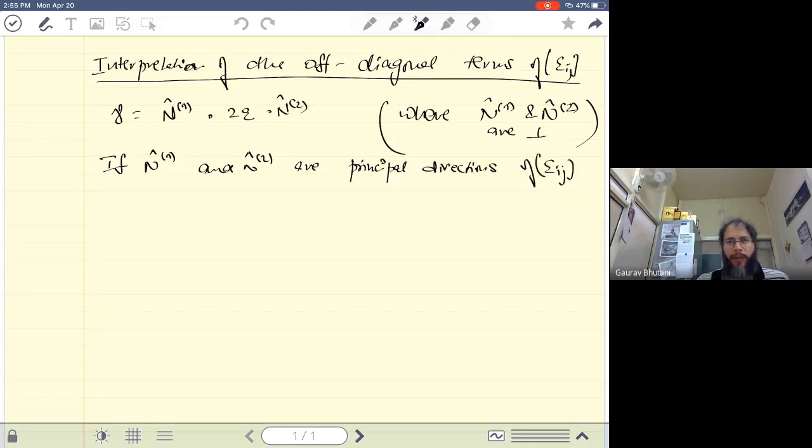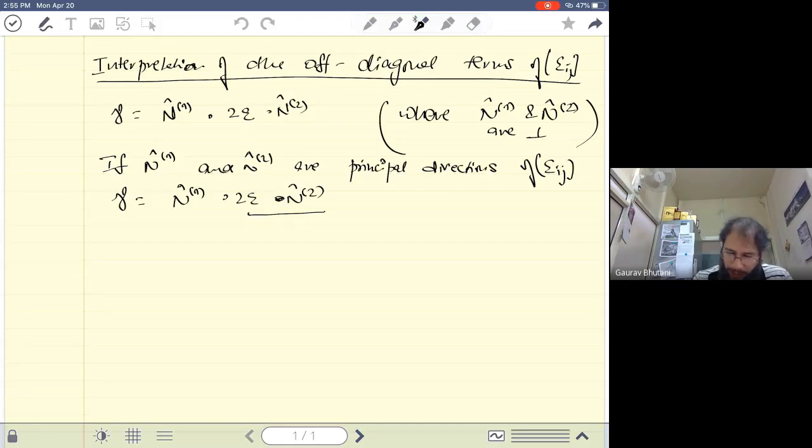So if n1 and n2 are principal directions of epsilon, it's still valid, so we can use the above relation. So what we get is gamma is equal to n1 dot 2 epsilon dot n2. Now, what we know is that the meaning of principal direction is that epsilon times this direction is the eigenvalue or principal value times that direction.